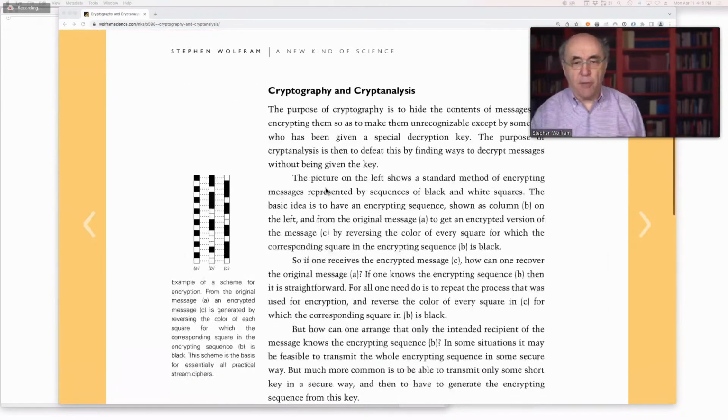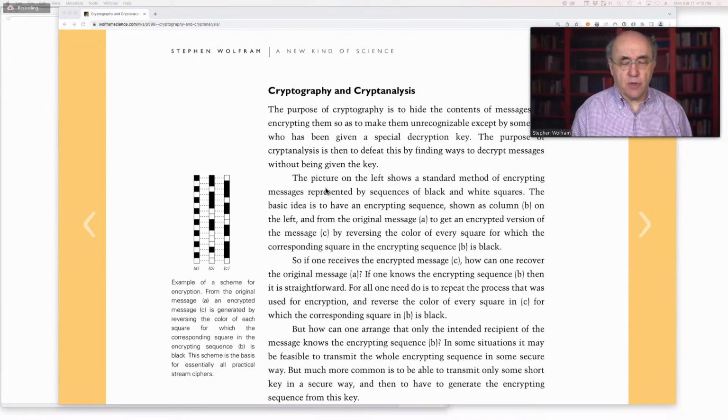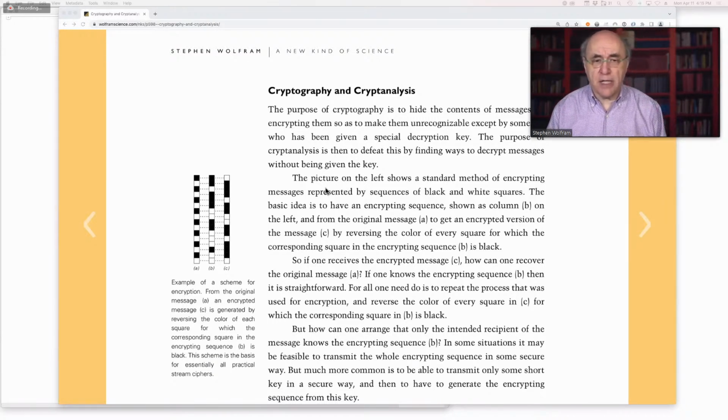Now, I actually proposed Rule 30 as a practical cryptographic system back in the early 1980s, and indeed it's seen some use for that purpose. It's a stream cipher. It's not a public key cipher. We put a lot of effort into trying to find public key ciphers based on cellular automata without great success to date. But Rule 30 is a good stream cipher. And how does that work? How do you use it as a stream cipher?